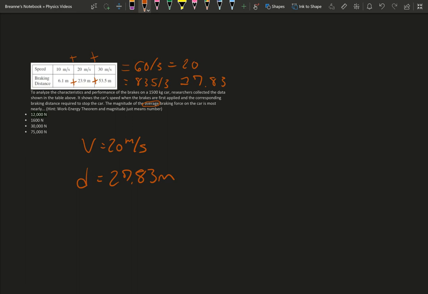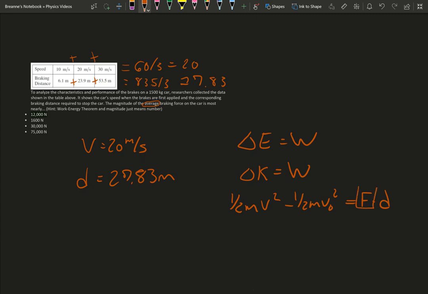So we want the magnitude of the average braking force on the car. Again, you're looking at your work energy theorem. Magnitude just means numbers, so we don't have to worry about direction. So we know that our work energy theorem, specifically our kinetic energy, would be 1/2 m v squared minus 1/2 m v naught squared equals force times distance. And we are looking for our force.